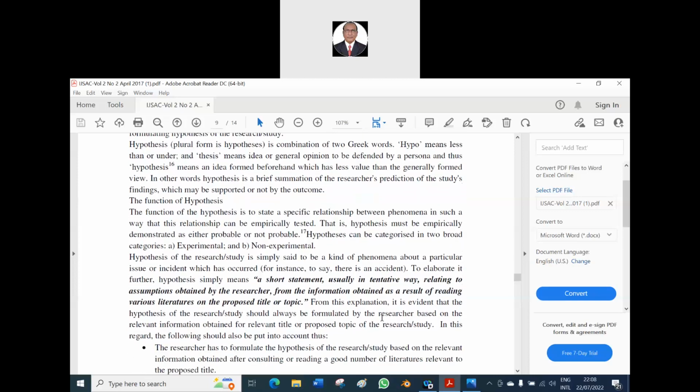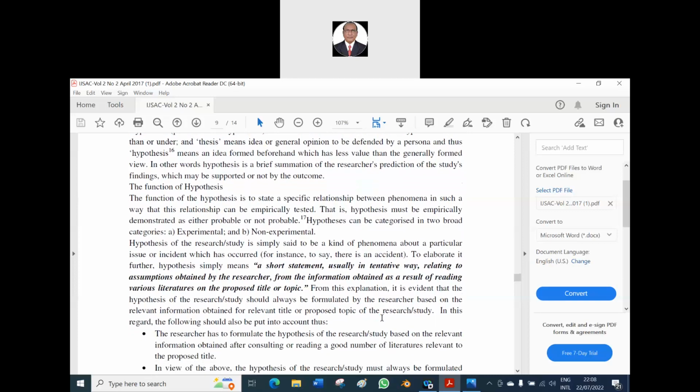So from these explanations, it is evident that the hypothesis of the research study should always be formulated by the researchers based on the relevant information obtained for the relevant title or proposal topic of the research study, but you can frame it only when you have gone through the literature review. Then which comes first? Literature review or hypothesis? The same example I have given in the order of merit. First, underwear; second, skin tight; third, trousers. But if you change it, first trousers, second skin tight, third underwear, then you will become a superman.